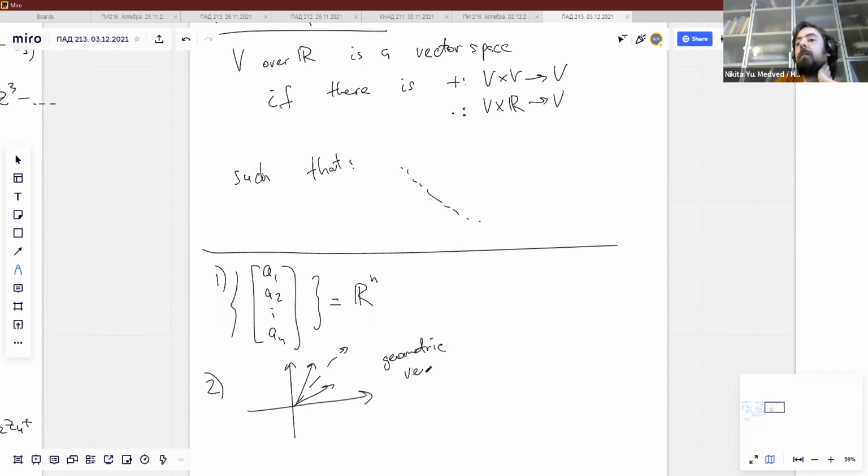Geometric vectors on Euclidean plane. We know from school some concept of vectors, and they also can be added to each other, and they can be multiplied by a number. So they also satisfy those prerequisites, and there are some properties again that could be checked, and I won't go into details, but they are true for geometric vectors.